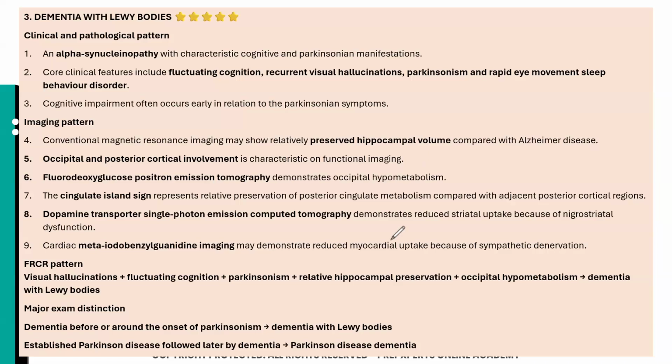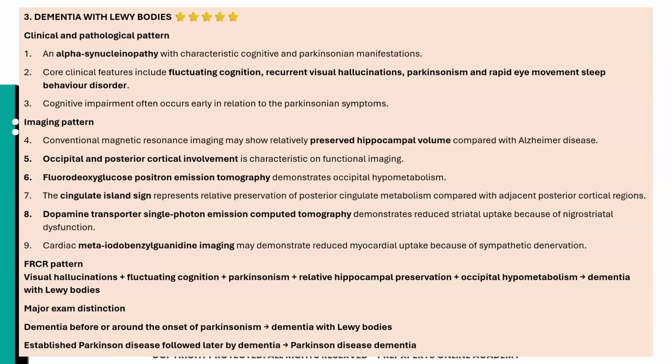Now they can give you any of these in the exam, or they can ask that this is the disease, what can be seen during the imaging. So any of these imaging patterns can be in the STEM, in the option. So the pattern that you need to know: visual hallucinations, fluctuating cognition, Parkinsonism, relative hippocampal preservation, occipital hypometabolism. That is your dementia with Lewy bodies.